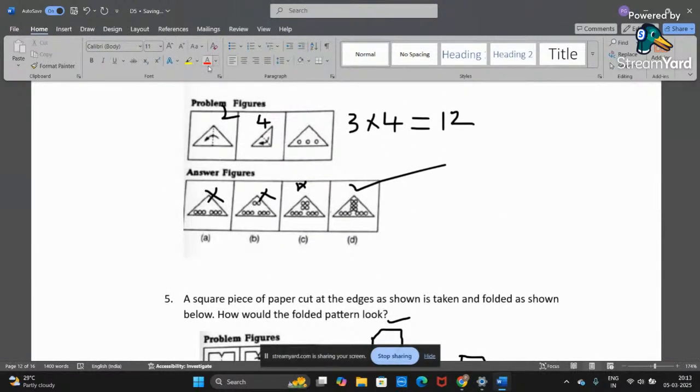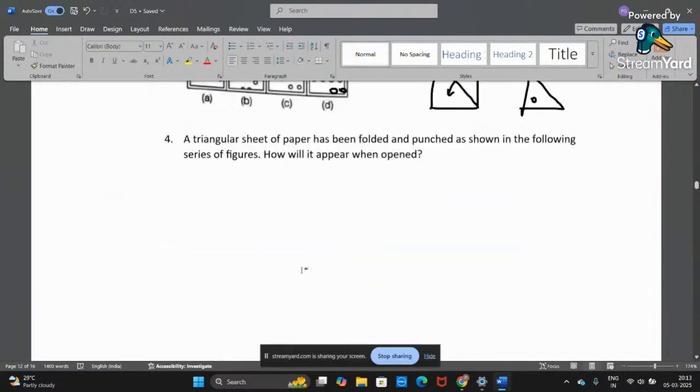See, in this type of question, first we have to count how many folds are done. Here, they're taking a triangle-shaped paper and folding one time, so there will be two folds, and again they're folding another time, which means it becomes four folds. Take a paper and try it out by yourself. Then after folding, they are making three holes in the paper. Then after unfolding, we need to find out which figure will be the answer.